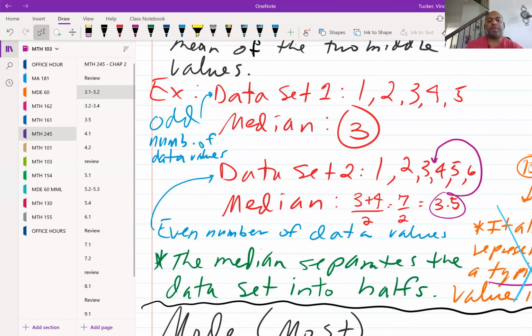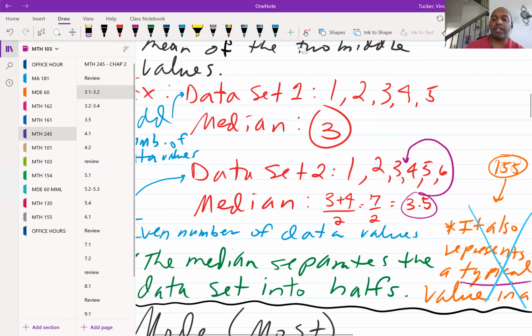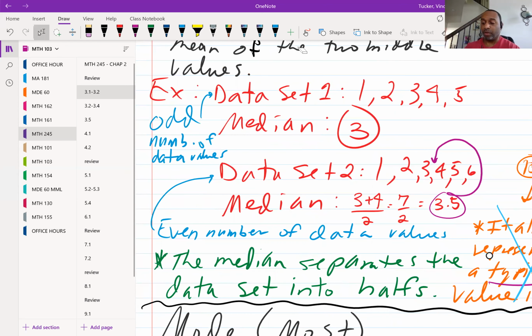All right, the green statement: the median separates the data set into halves. So that's what our median is, the middle value. So it separates your data set into halves. Don't have to worry about this orange statement over here. It's my 155 class once again. So they just have other statements that their book holds them accountable for that your book doesn't.